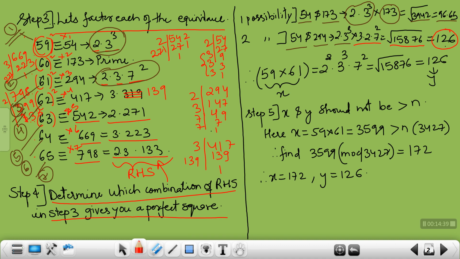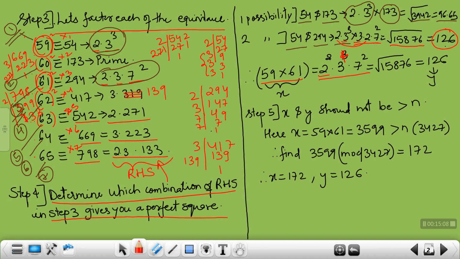Now my first value of n is 59 and the second value of n is 61, not 64. So my 59 into 61, for which the factors are these. Do not get confused now. I have combined this 2 and 2 to make it 2 square, and this 3 raised to 3 into 3 will become 3 raised to 4, and one value over here is nothing but 7, that is 7 raised to 2.